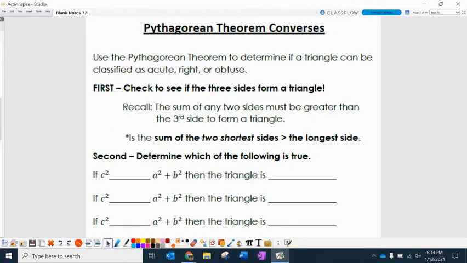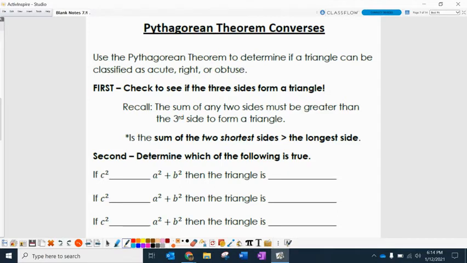Okay, so what about Pythagorean theorem converses? We have more to do today. So let's take a look at Pythagorean theorem converses. Now, you can use the Pythagorean theorem to determine if a triangle can be classified as acute, right, or obtuse. We said if you already know that it's right, then we can use it to solve for a missing side. What if we don't know if it's right or not? Well, we can check and see by Pythagorean theorem whether or not it is.